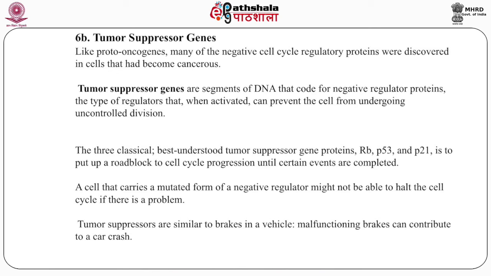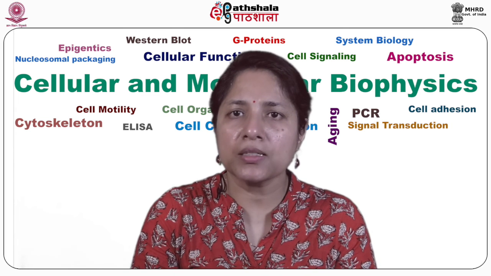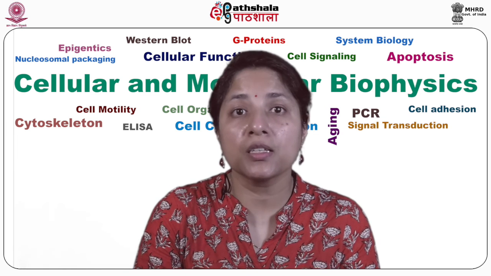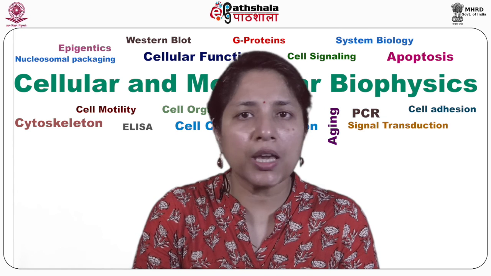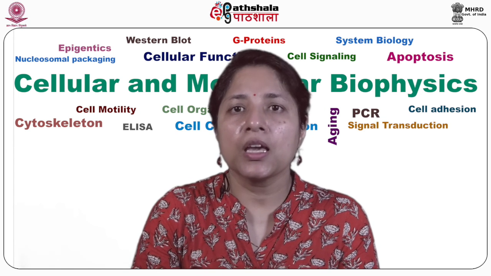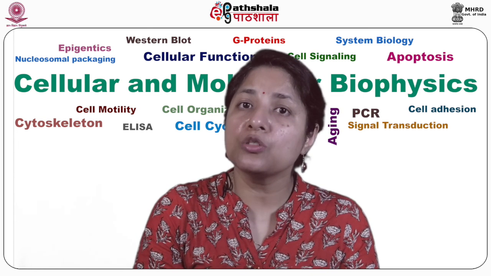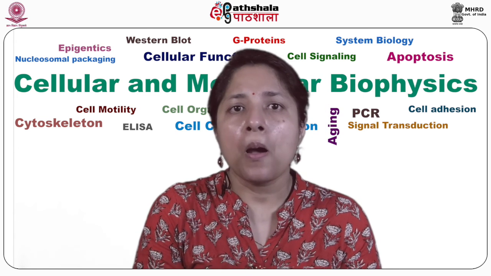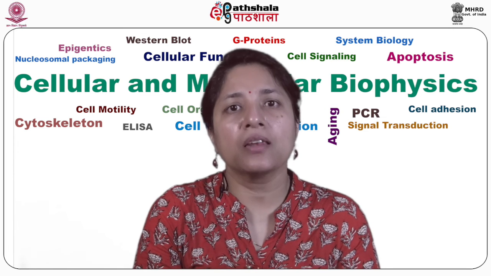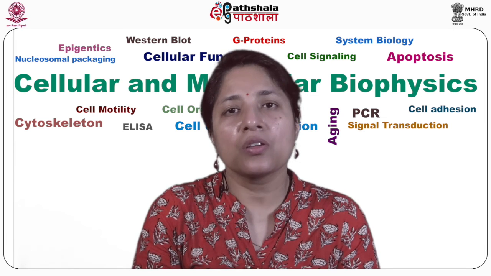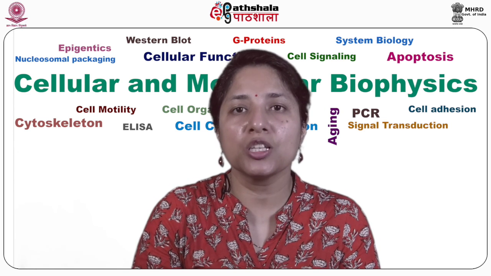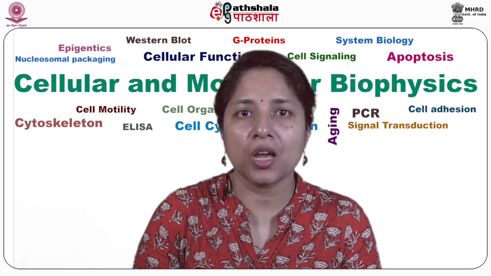The three classical best understood tumor suppressor proteins are RB, P53 and P21, and their function is to put a roadblock to cell cycle progression until certain events are completed. A cell that carries a mutated form of a negative regulator might not be able to halt the cell cycle if there is a problem. Tumor suppressors are similar to brakes in a vehicle. Malfunctioning brakes can contribute to a car crash. So, here malfunctioning tumor suppressor will lead to more cell cycle progression and growth.